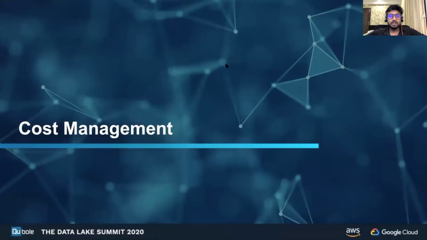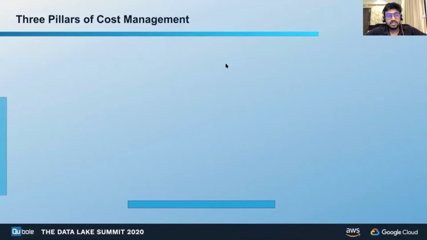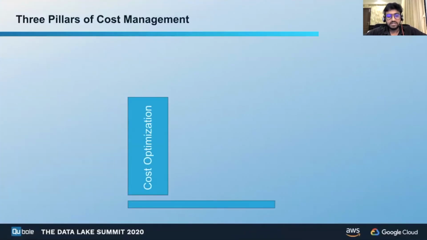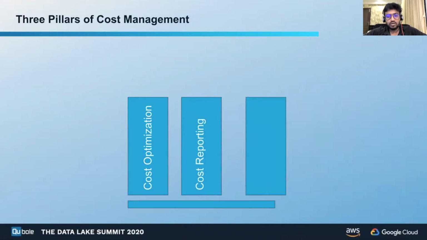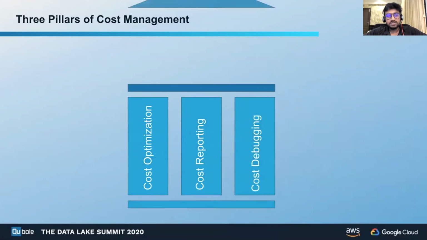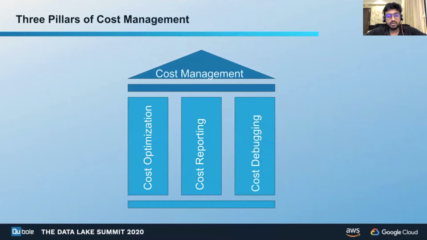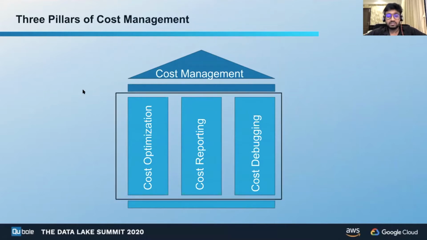Now let's start with the three pillars of cost management. The first one is cost optimization, followed by cost reporting, and the final one is cost debugging. These three constitute the pillars of cost management at our organization. So when we started the journey of cost management, we wanted to make sure that it's a self-served thing so that we don't have to specify a specific team that would look at the cost. It should be inculcated as a culture in our organization so that each team can look up to its cost metrics.